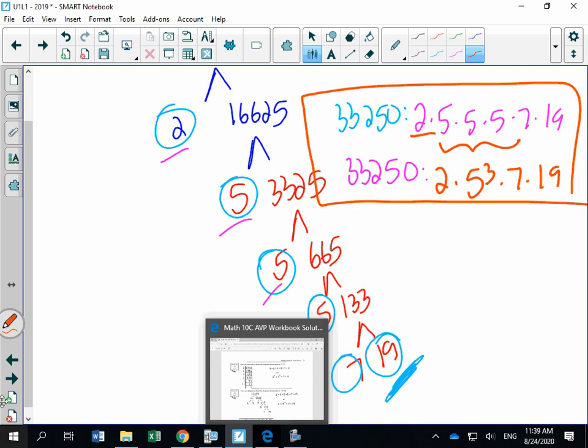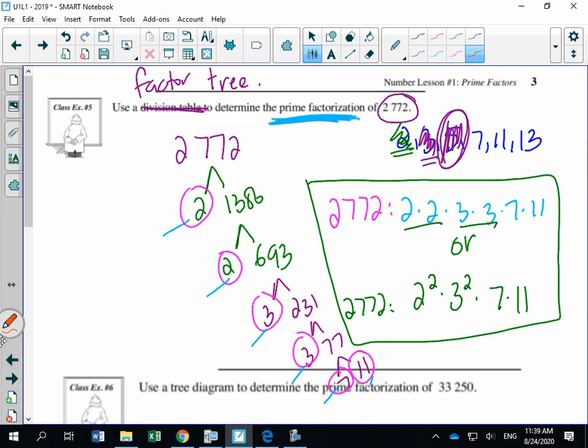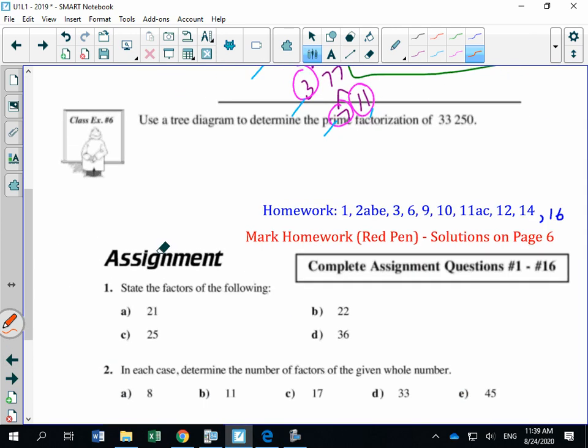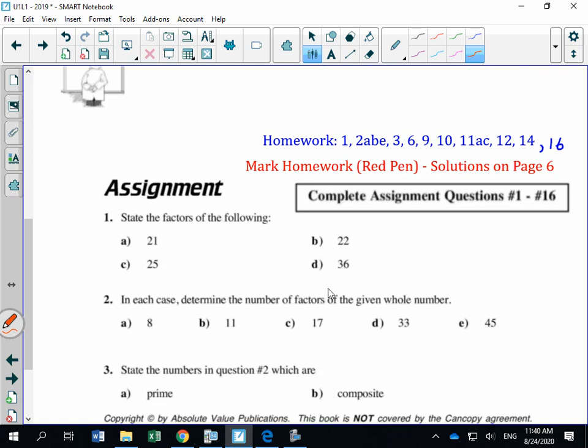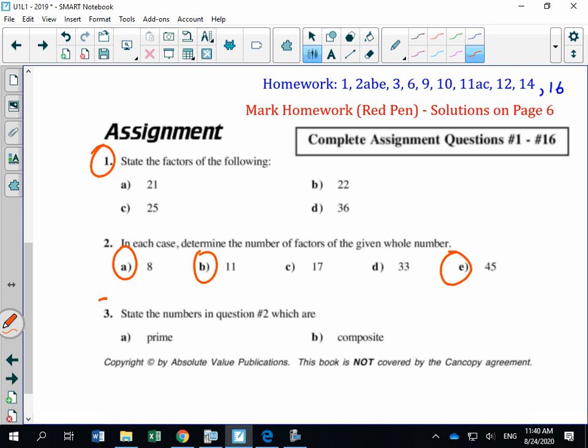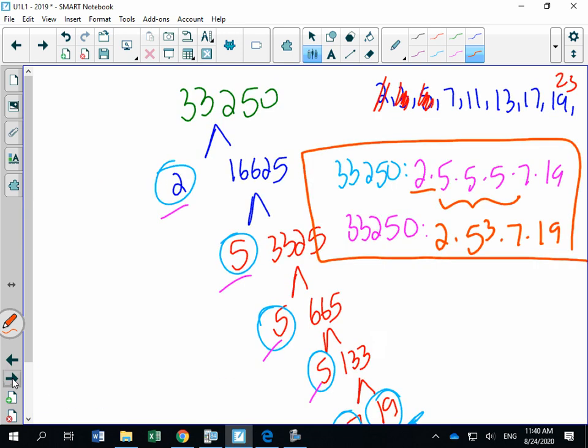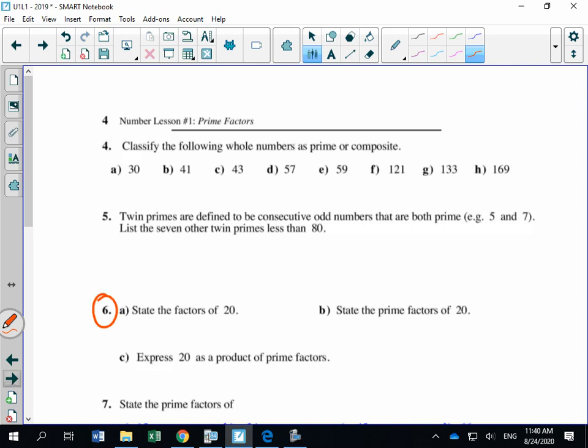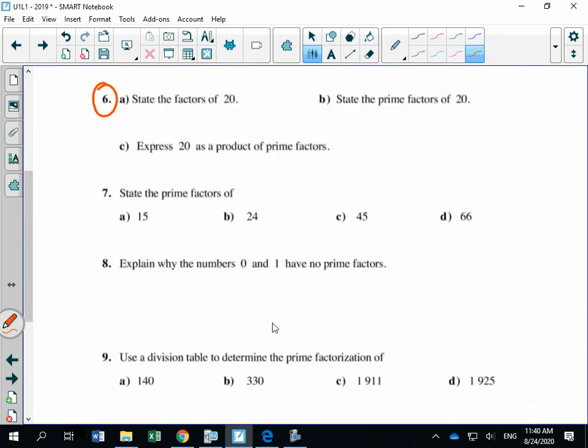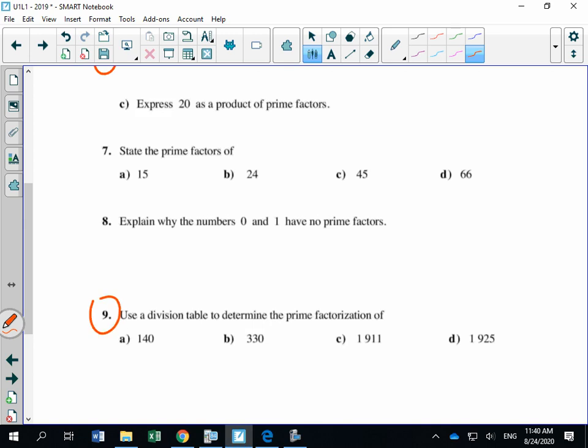I am going to give you your homework now, and then I will let you go do your homework. Okay, so your homework that I want you to do is number 1. I always tell students to go ahead and circle in their workbooks what I want you to do. Number 2, I want you to do A, B, and E. Number 3, I want you to circle 6, 9, 10, 11 AC. So 6, circle 9.